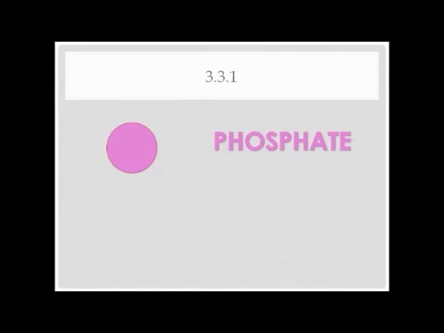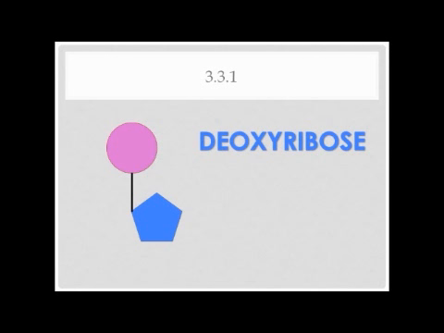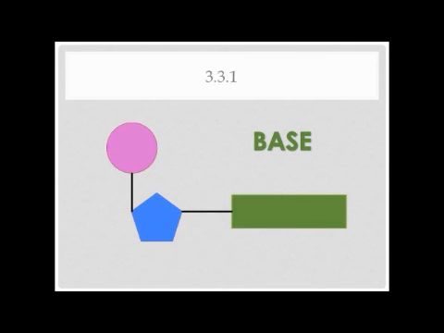DNA structure. Let's talk about the composition of nucleotides. This is a phosphate. Attached to our phosphate, there is a deoxyribose. And attached to that deoxyribose is a base. So this is the composition of a nucleotide.